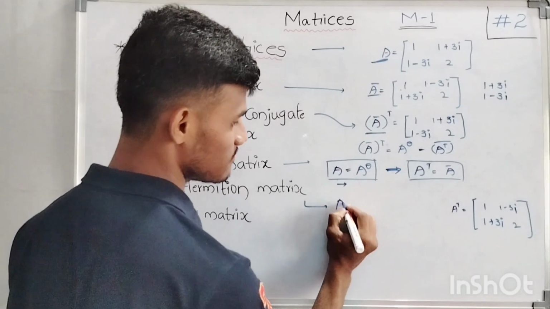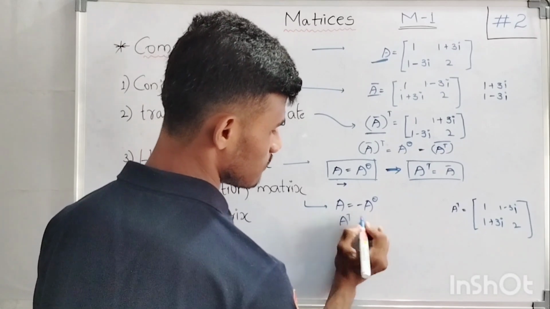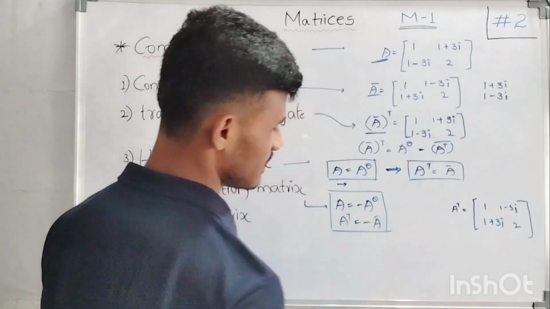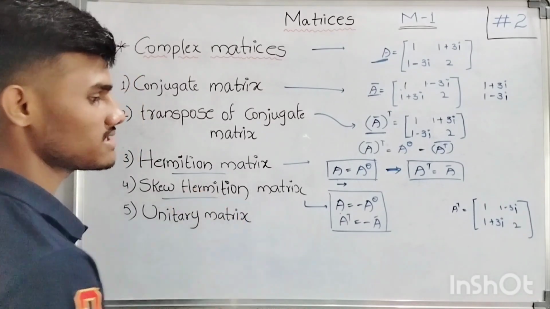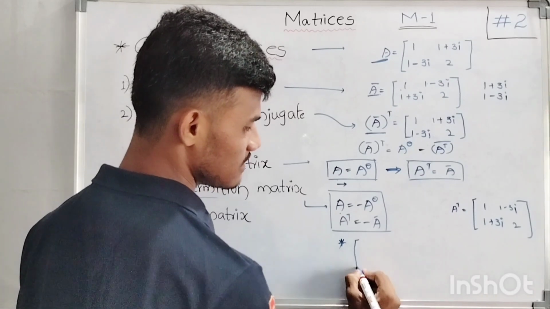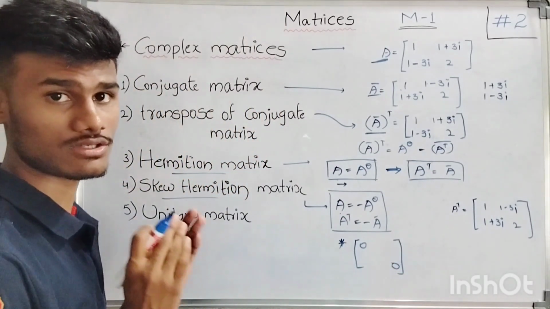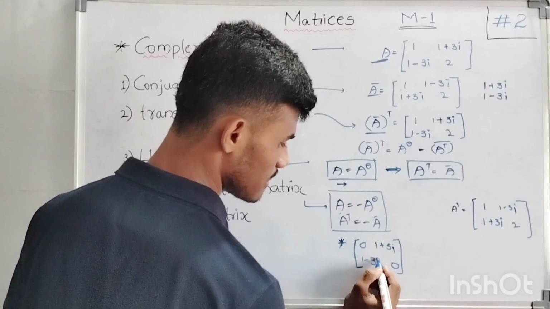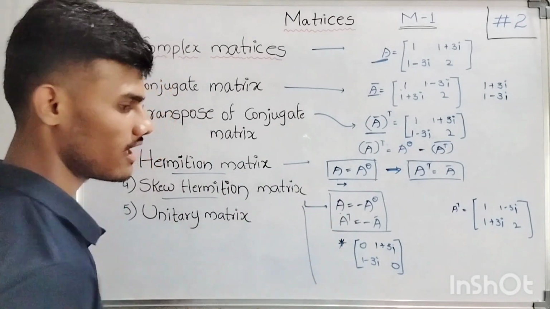A skew Hermitian matrix is nothing but A equals minus A theta, or A transpose equals minus A conjugate. When these conditions are satisfied, the matrix A is said to be a skew Hermitian matrix. Similarly, there is one condition here also. What is it? The diagonal elements of the matrix must be equal to 0. 1 plus 3i, 1 minus 3i. This is an example of a skew Hermitian matrix. Okay, I hope you understand.